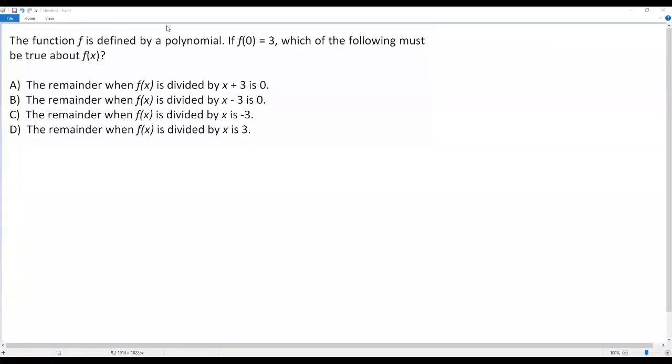Here we have a SAT math question. Okay, let's go with the information. The function f is defined by a polynomial. If f of 0 equals 3, which of the following must be true about f of x?